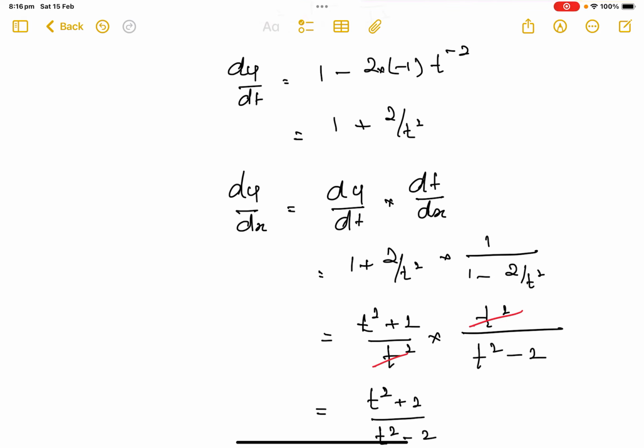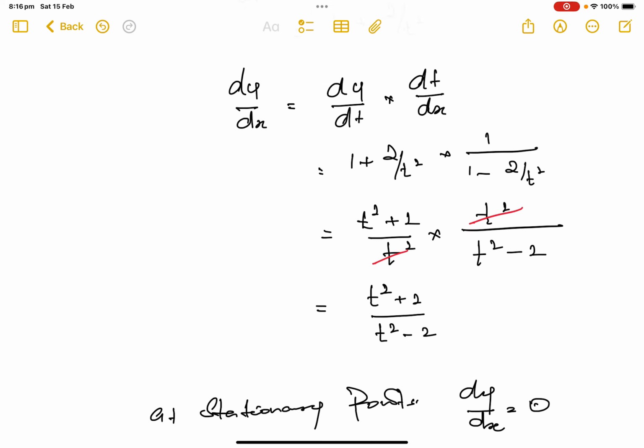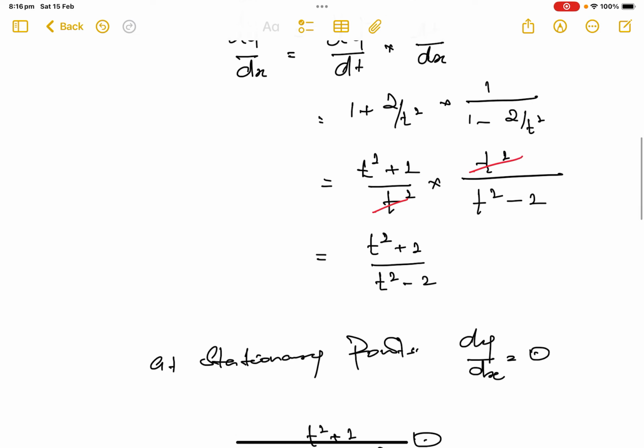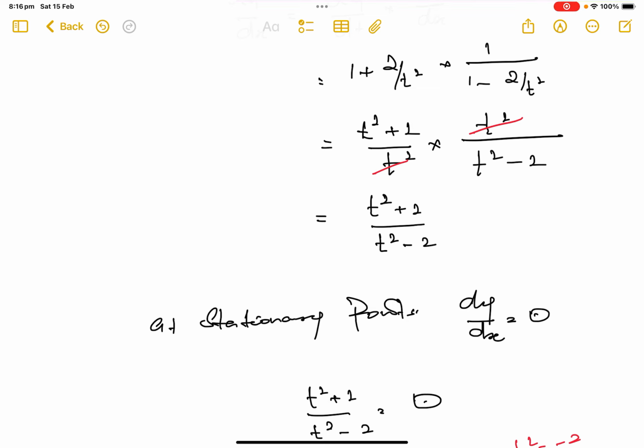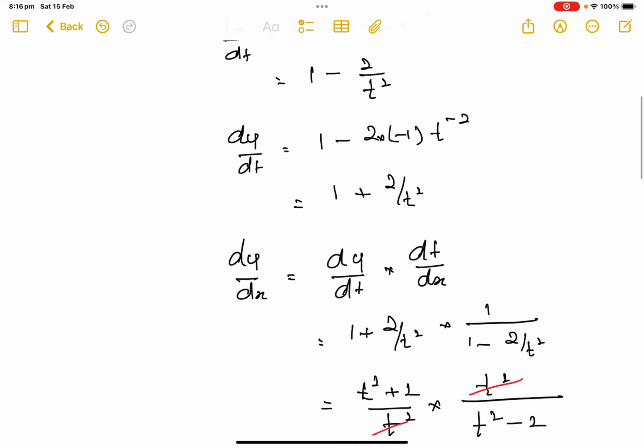dy/dx is dy/dt times dt/dx. So 1 plus 2/t squared, and dt/dx is 1 over 1 minus 2/t squared. Finding the LCM t squared, the first part is t squared plus 2 over t squared, the second part is t squared minus 2 over t squared, and when you flip it, t squared over t squared minus 2. The t squared cancels out. What we are left with is t squared plus 2 divided by t squared minus 2. That is the simplest form of dy/dx.